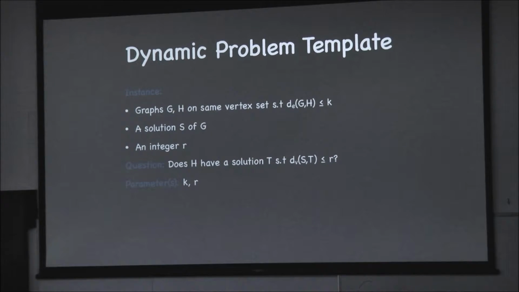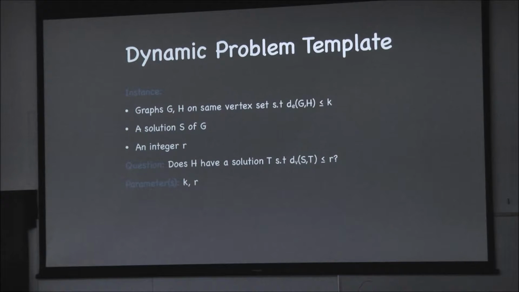In general, what does a dynamic parameterized problem template look like? In the instance, we have two graphs. One has become another graph over a period of time. The symmetric difference of the edge sets has cardinality at most k. That is, at most k edges are added or deleted from G to get H. That's the interpretation. We are also given a solution for the graph G.